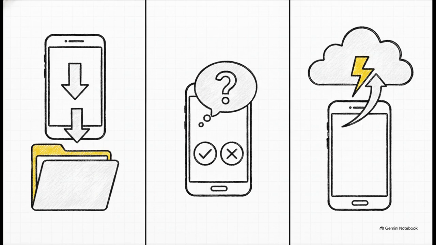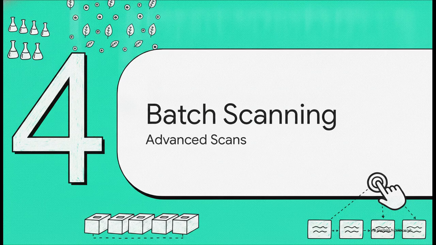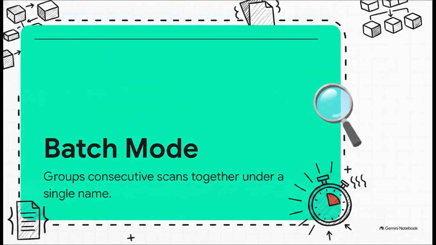Once a prediction is made, bam, the output report pops right up on your screen. Section 4. Batch and continuous scanning. But think about this. What happens if you're out there and you need to scan dozens or even hundreds of similar samples? Pressing start and naming every single scan individually would be absolutely exhausting. That's exactly where batch mode comes in.